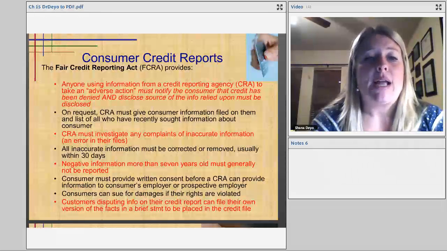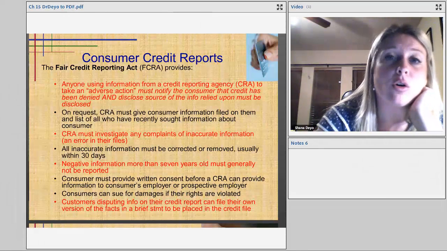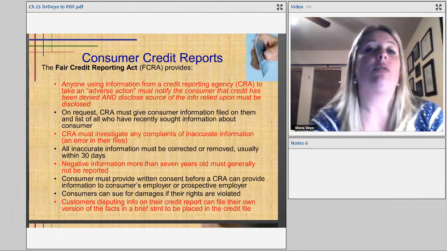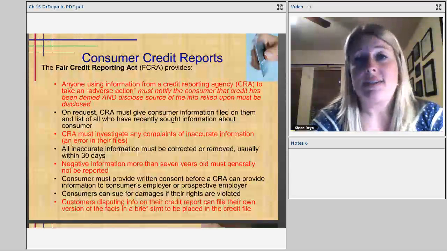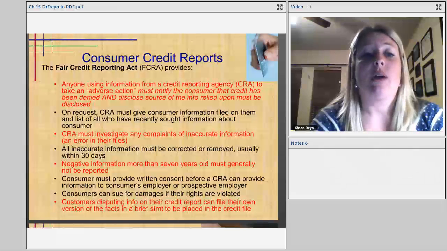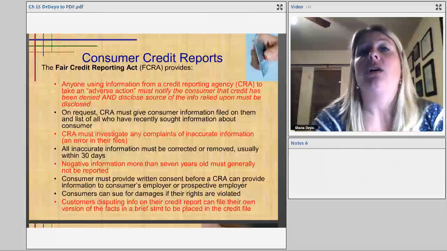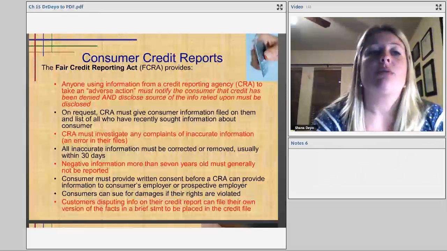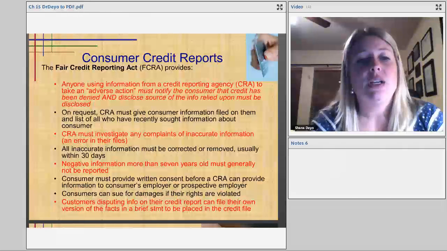The credit reporting agency must investigate any complaints of inaccurate information, any error in their files. So if you tell them, hey, look, I've never been late on a debt, I don't know why this is saying that I'm late, something is wrong with your record, they have to investigate that. The credit reporting agency themselves have to investigate why there's inaccurate data on your credit report. And all of this comes from the Fair Credit Reporting Act. I'm sorry I didn't mention that earlier. The Fair Credit Reporting Act is where all these provisions come from.